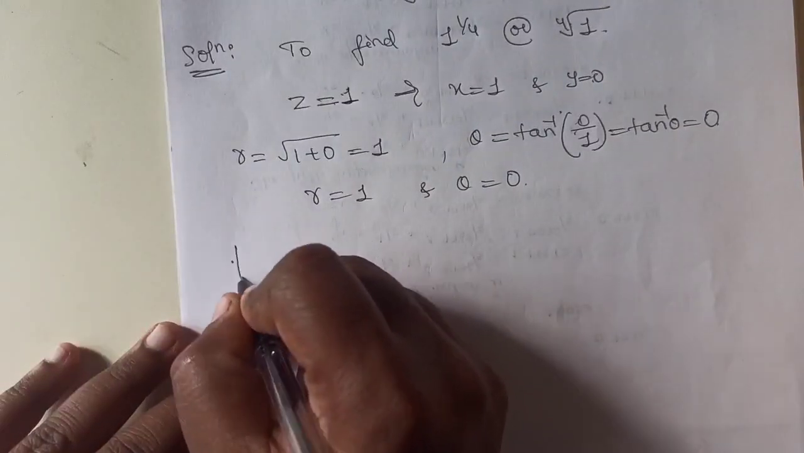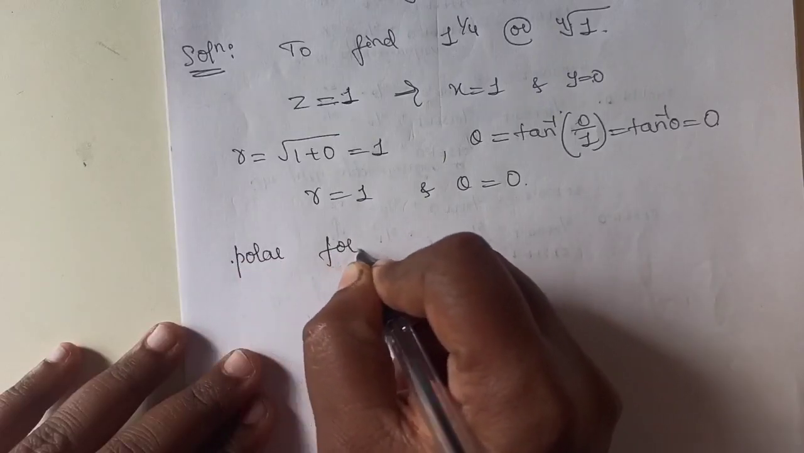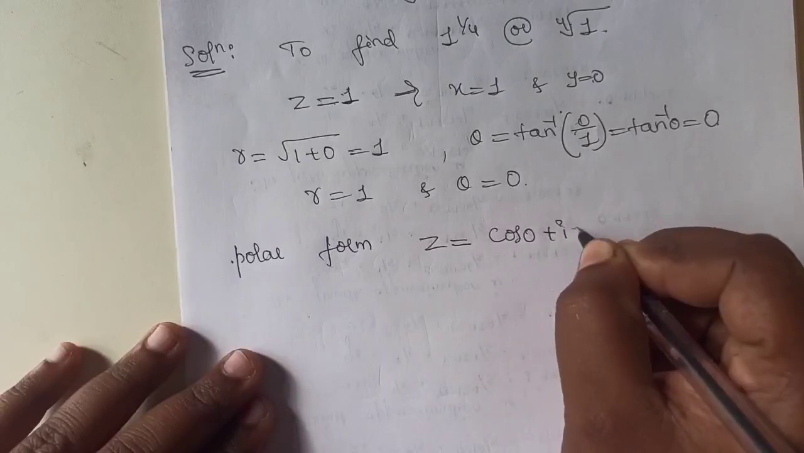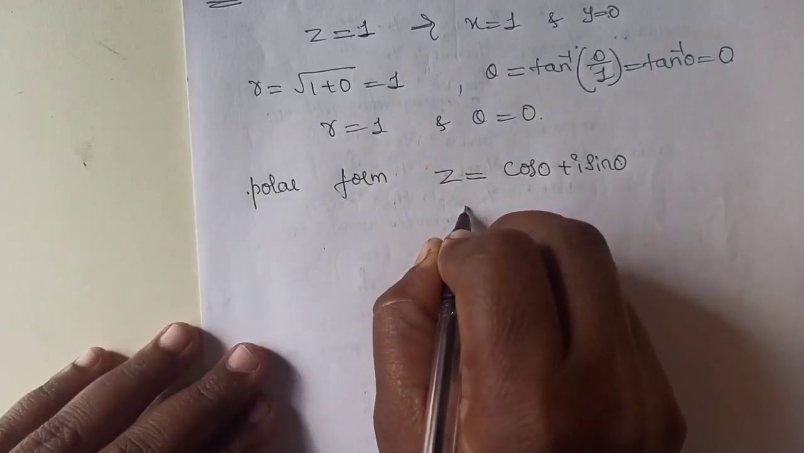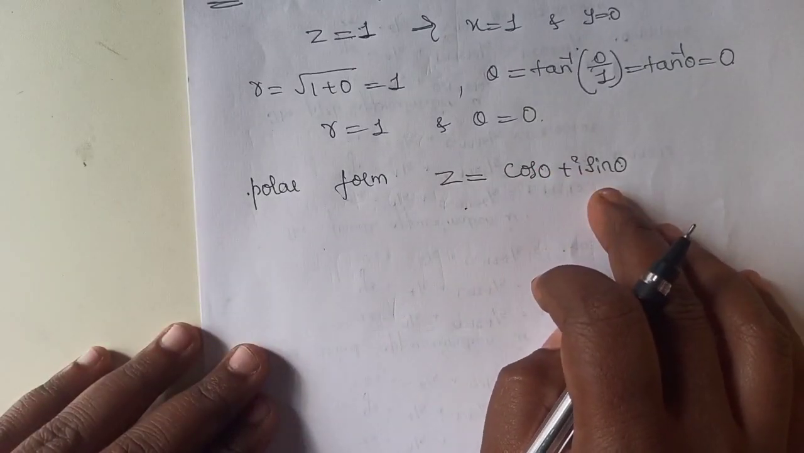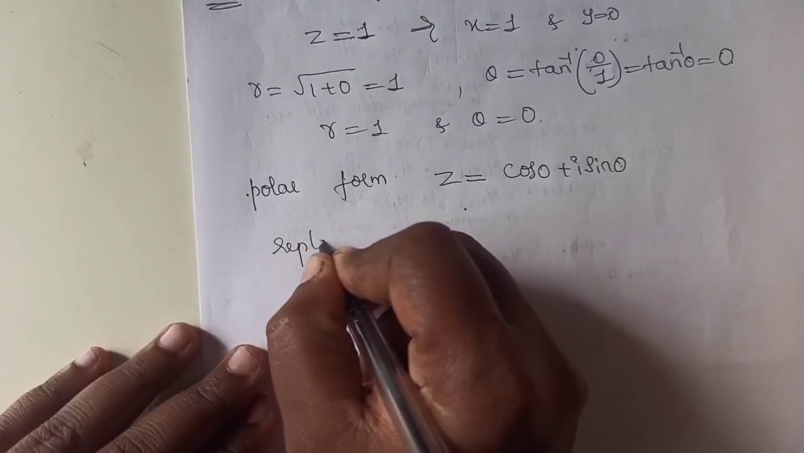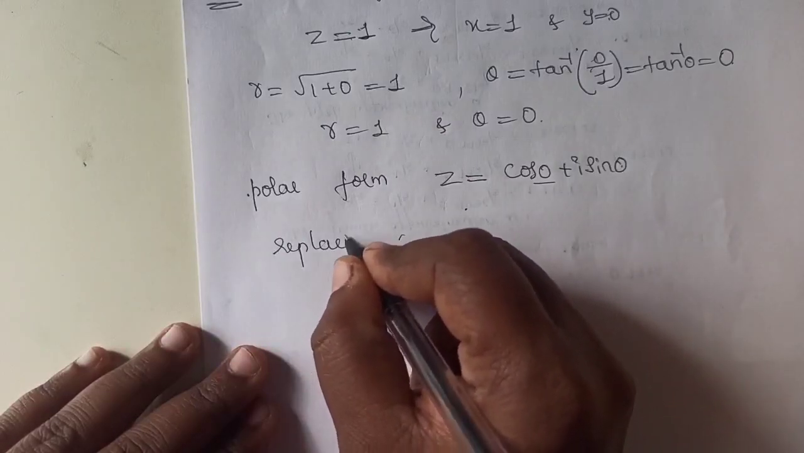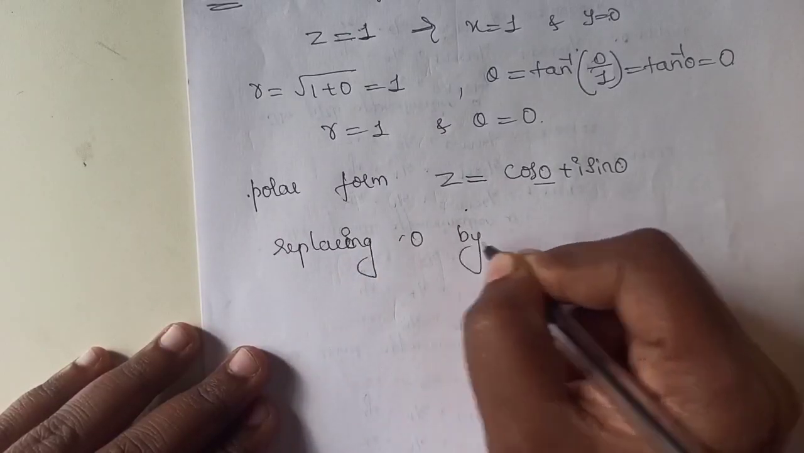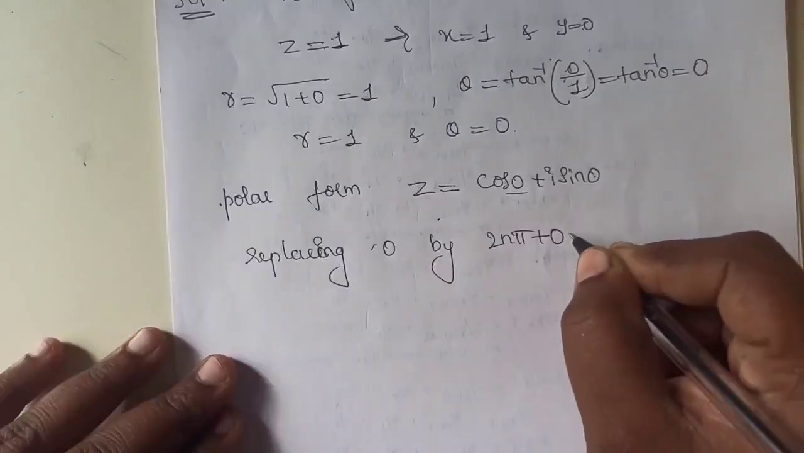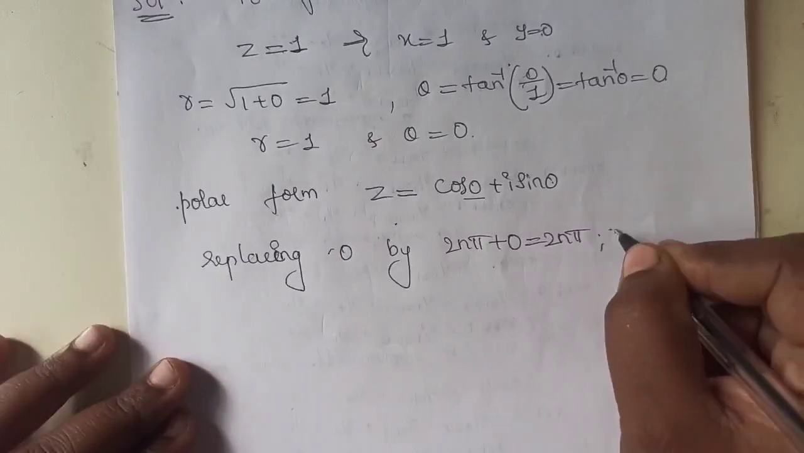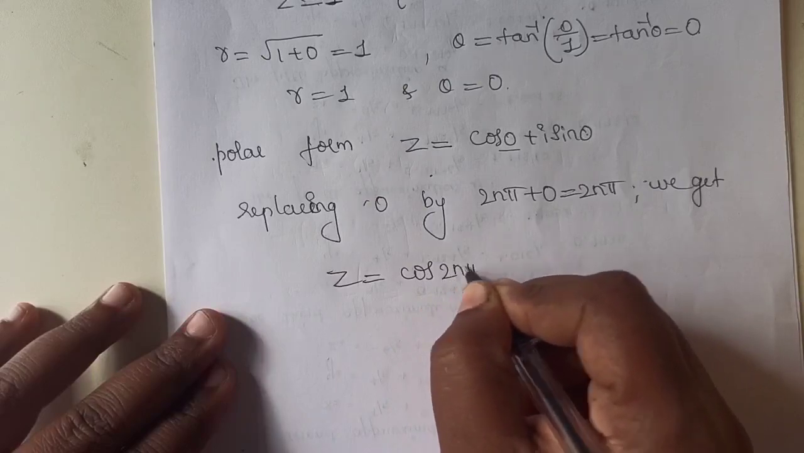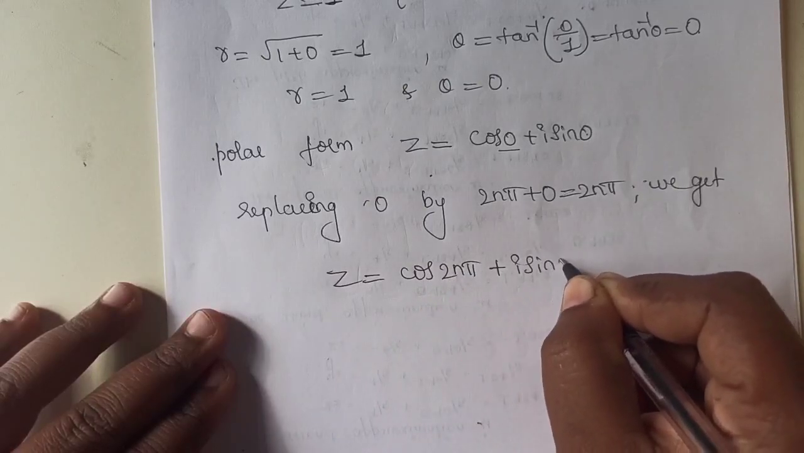Now, representing in polar form, we get z equals cos 0 plus i sin 0. Next, we replace this 0 by 2n pi plus 0, which equals 2n pi. So, replacing 0 by 2n pi plus 0, we get z equals cos 2n pi plus i sin 2n pi.